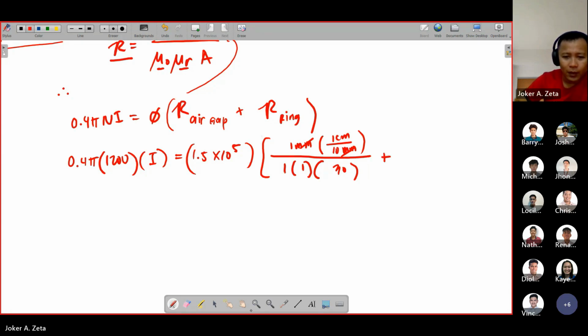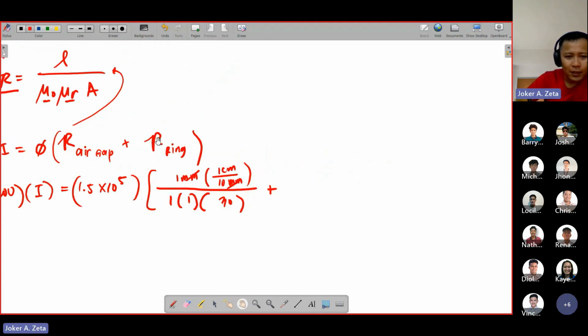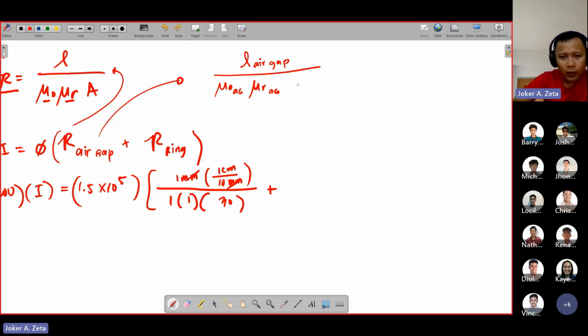Plus the reluctance of the ring. So the reluctance of the ring. Take note, this is for the air gap reluctance: the length of the air gap, divided by mu o, mu r of the air gap. Oh no, not length, the area of the air gap.